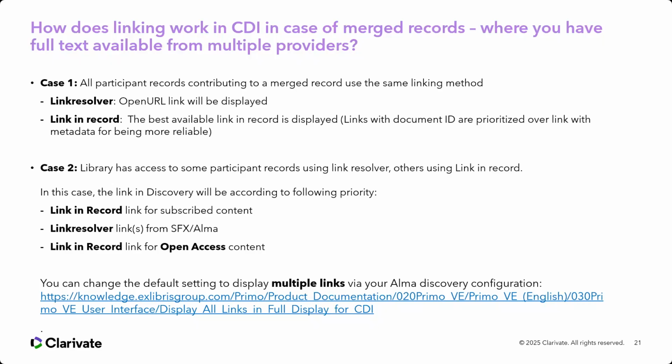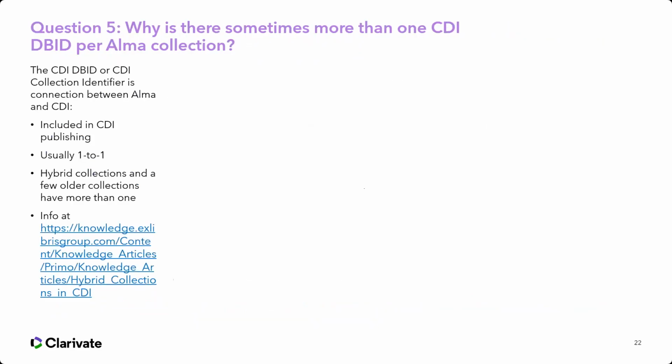There's also a lot of configuration available. So you can, for example, in Alma define that instead of having one full text link, either a linking record or one or more link resolver links, you can have a configuration to show all the links. So there's a reference here. There's a lot of configuration available, and the all links configuration is at the bottom. All right, so that was question number 4.